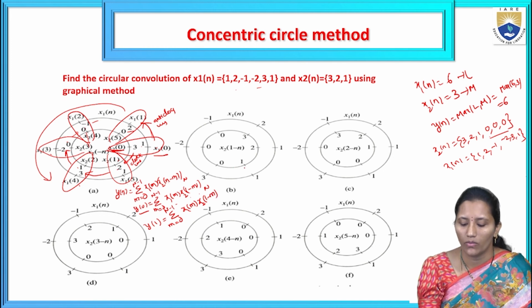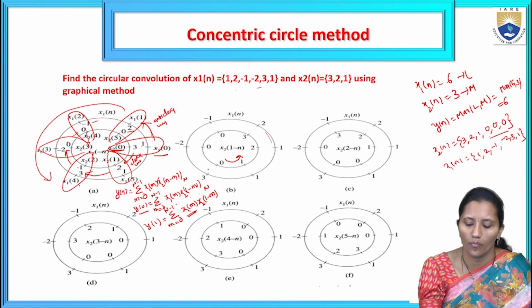So we should not change the outer circle because it is x1 of m only. So we should not touch the outer circle. We should rotate the inner circle by 1 unit in the anti-clockwise direction.